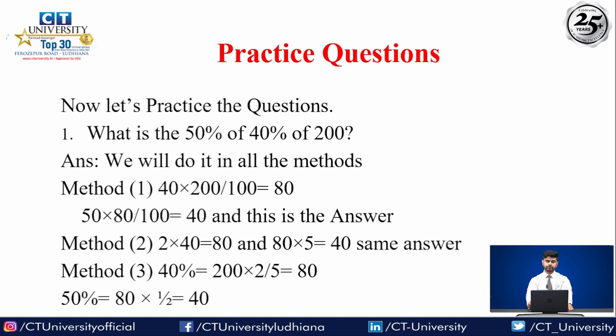How does it come to 40? 50 into 80 over 100. The zeros of both cancel, and 8 into 5 is 40. This is the answer of the first method.